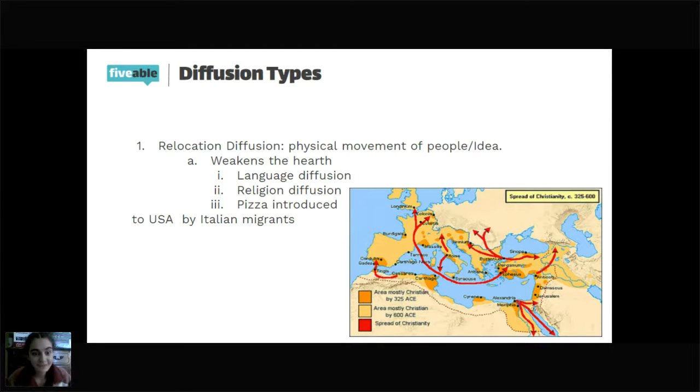Also, pizza was introduced to the US. Italian immigrants, when they came here, introduced pizza to this region, to this growing American culture. It's not purely American, right? Because it's a melting pot of every other culture. Sorry. So we'll move on.